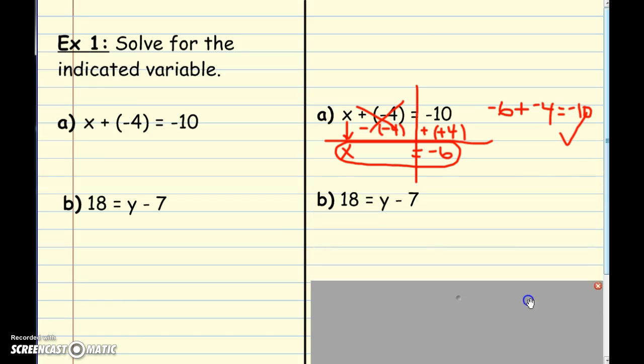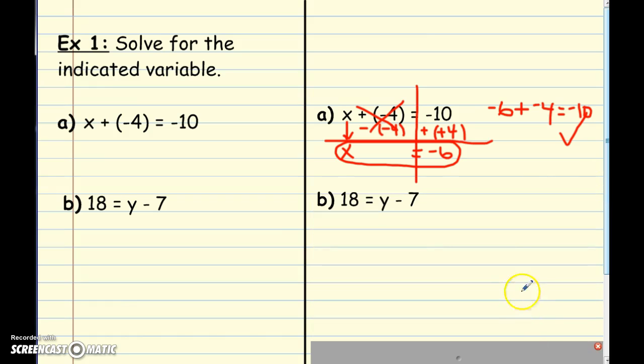Now let's take a look at this second example. It's very similar to that first one, letter A. Again, we need to ask ourselves, how do we undo subtraction? The inverse operation from subtraction is addition. So I'm going to add 7 to both sides. Again, we're going to keep it balanced. I'm going to show that work.